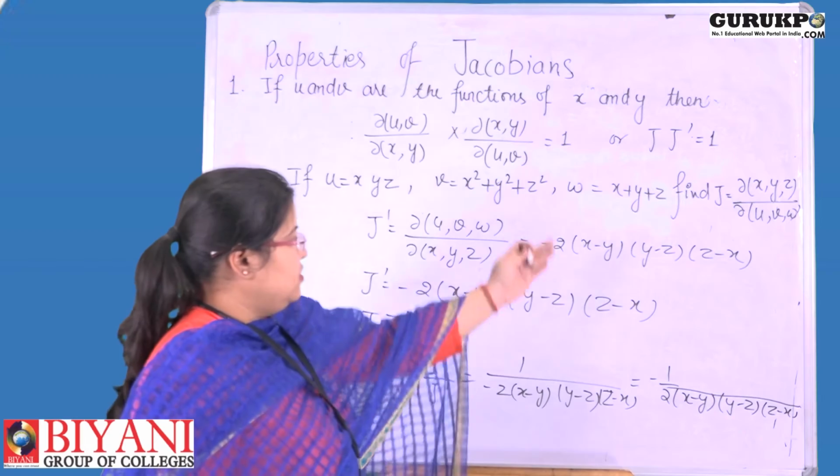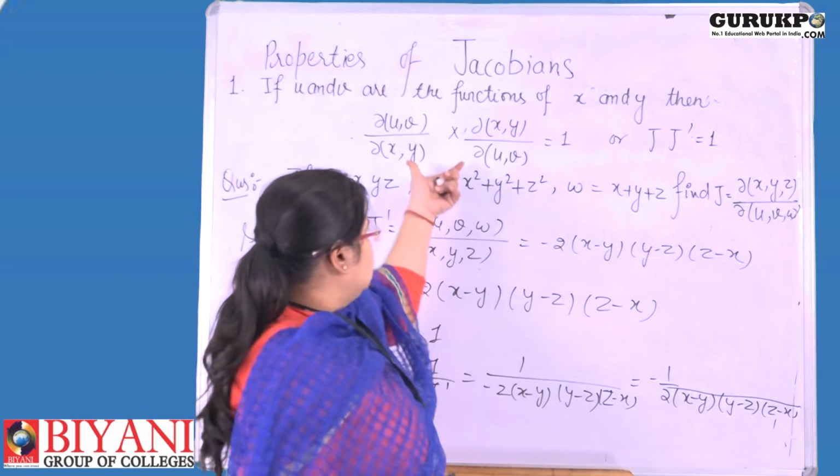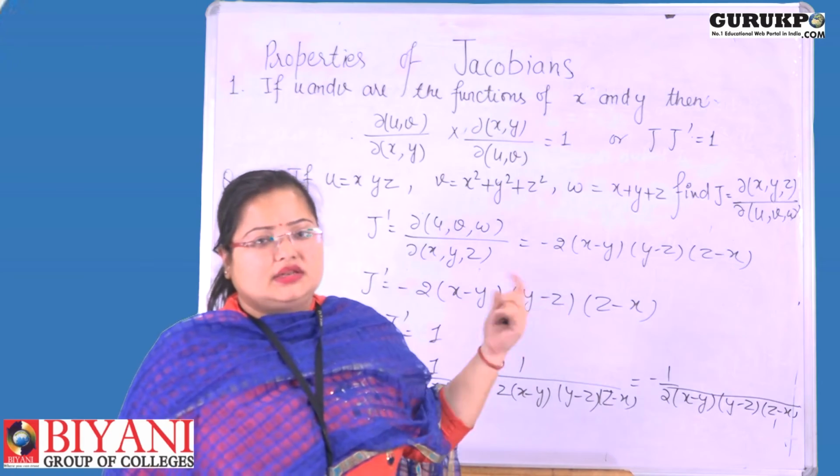This is the final answer, you can say the value of J, if we use this property and find the answer by this.